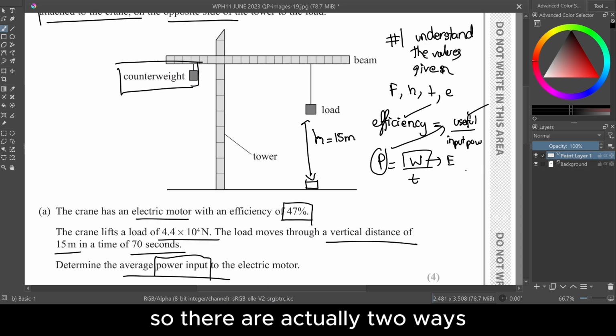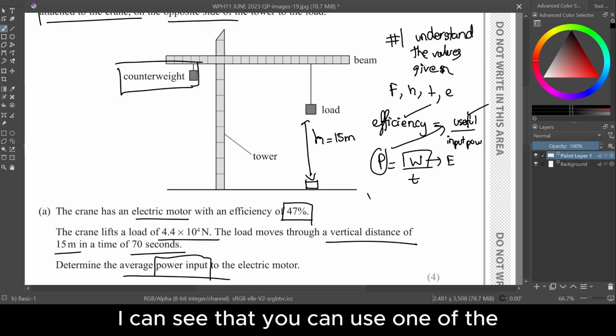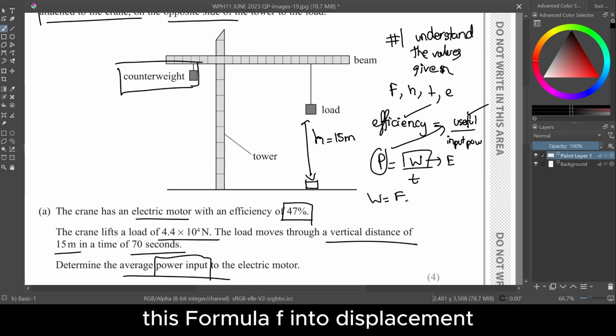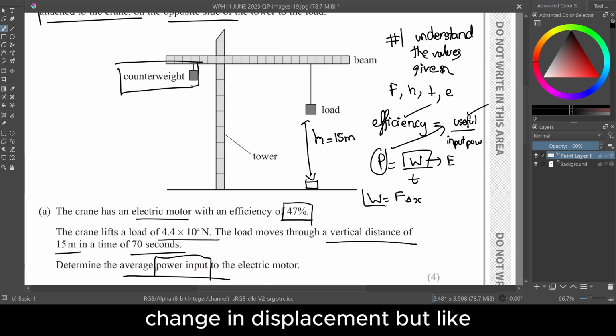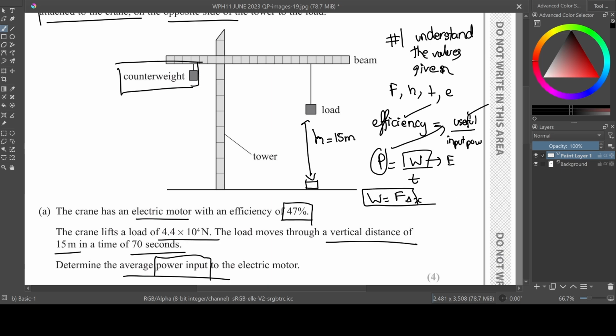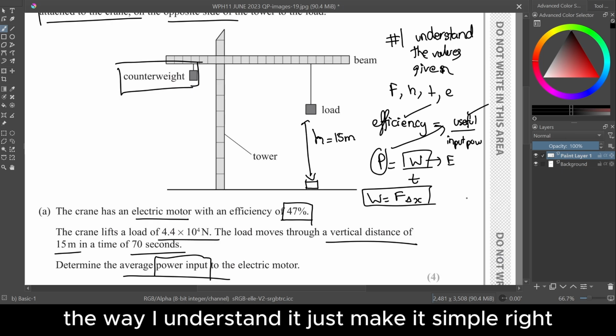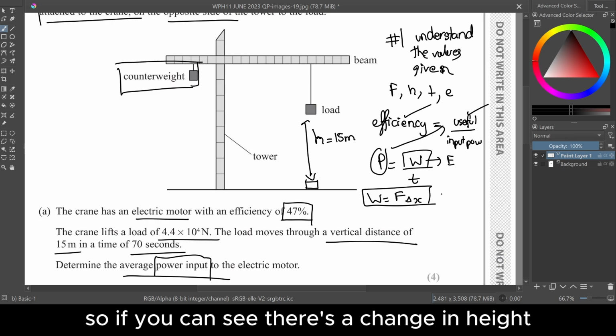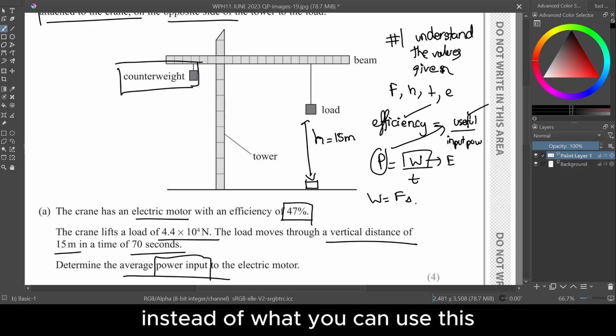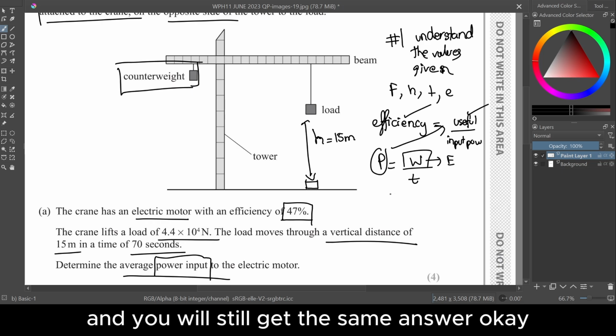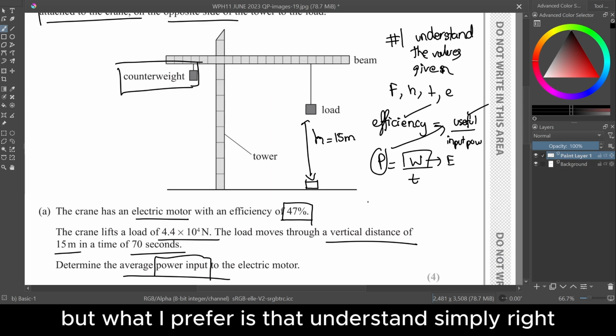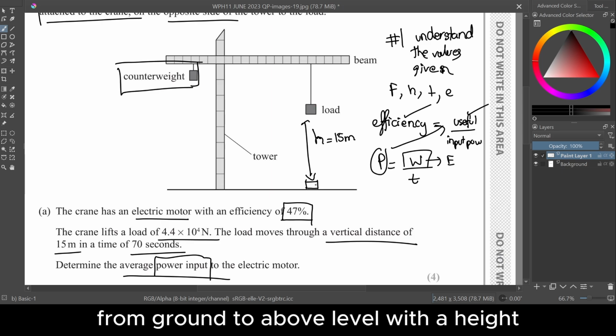There are actually two ways I can see that. You can use the formula F times change in displacement. But honestly, the way I understand it, just make it simple. If you can see there's a change in height, you can use this and you will still get the same answer. But what I prefer is to understand simply: you're moving the box from the ground to above with the height.